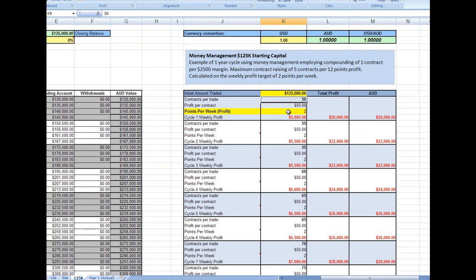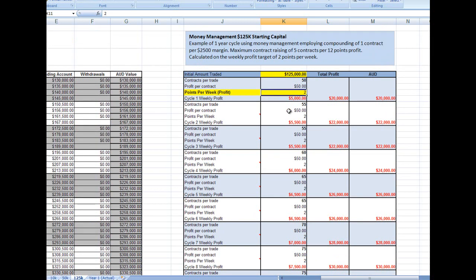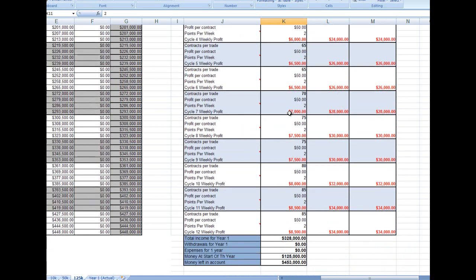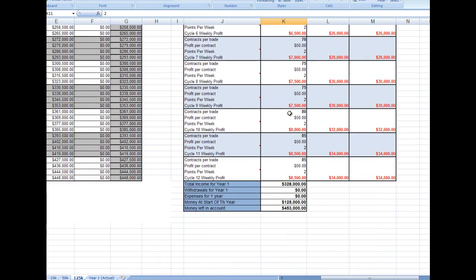Looking at your second and third years, if you were starting with an account balance of $125,000, you could be trading 50 contracts at the start of the year, still going for that 2 points profit. Using that rule of only going up 5 contracts every 12 points, you can see the results there, $328,000.